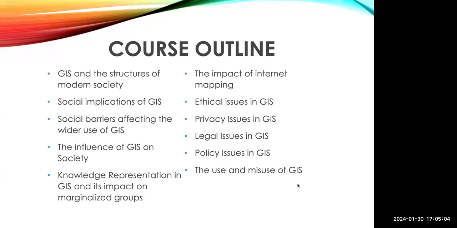We will talk about the social implications of GIS, social barriers affecting the wider use of GIS. And there are a lot of things. One of the things that a lot of us in societies like ours assume is that we are used to having smartphones. We are used to having access to a lot of technology. But there are a lot of societies where people don't have access to radios. They don't have access to electricity. They don't have access, much less smartphones and TVs and other things, internet and so on.